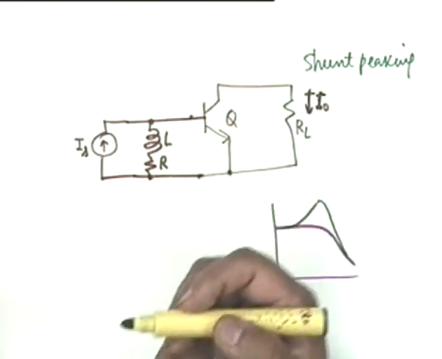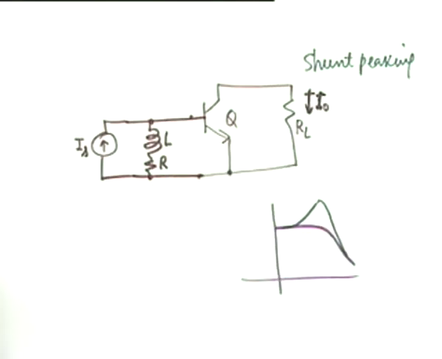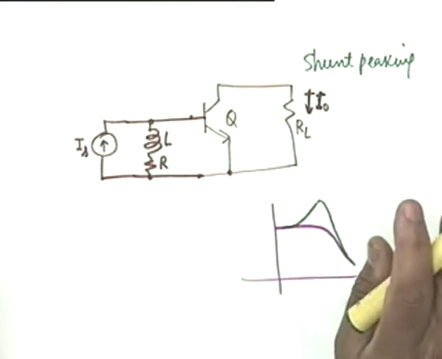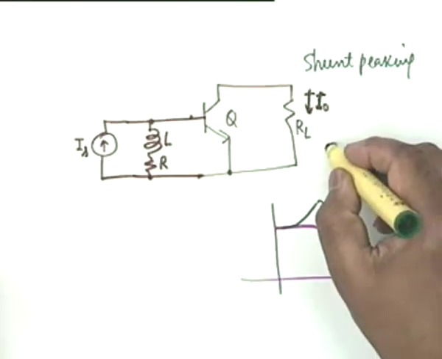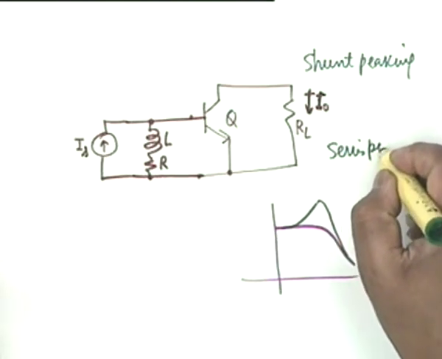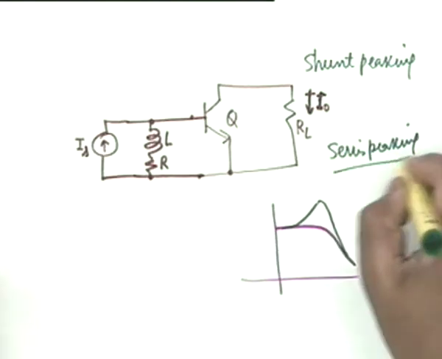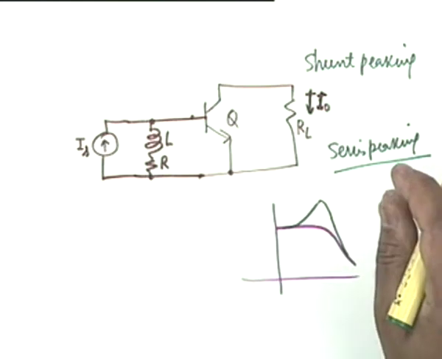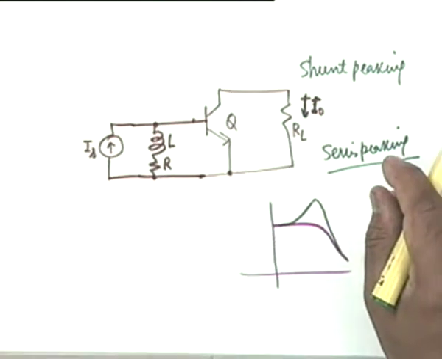That is, a coil is connected in shunt. It's called peaking, although we will not allow peaking. We will suppress the peaking. Well, if I use an LR in series, this is called a series peaking. Both circuits are used. That is, an inductance, a coil, may be used in series or may be used in shunt.